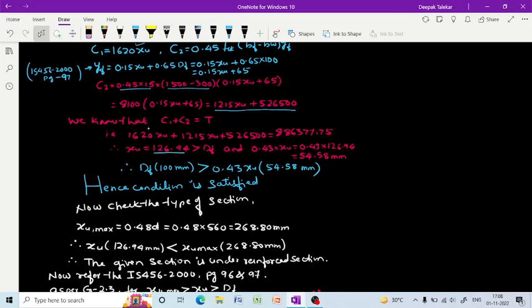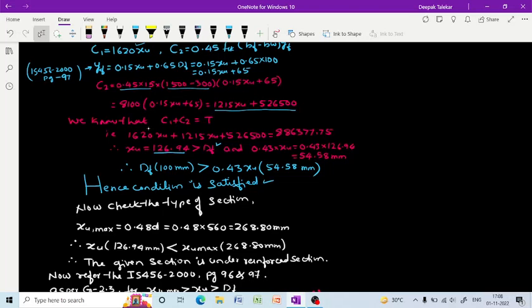Look at here now. We got a correct answer here. What was the assumption? The XU lies below the flange. No, this is 126, more than the depth of the flange. That means, yes, one condition is satisfied here. Now let us find out 0.43 XU. 0.43 times XU is 54.58. Yes, DF is greater than 0.43 XU. This condition is also satisfied.